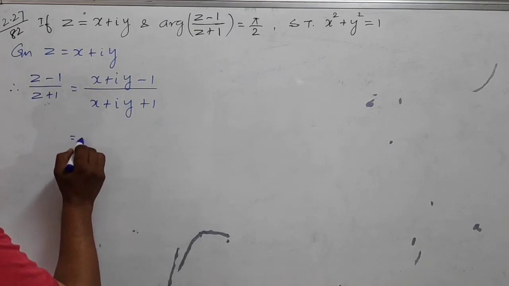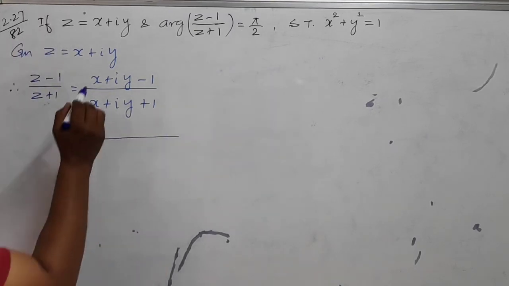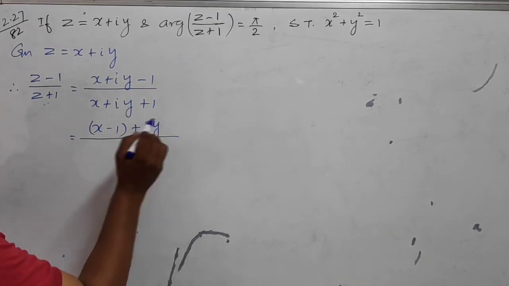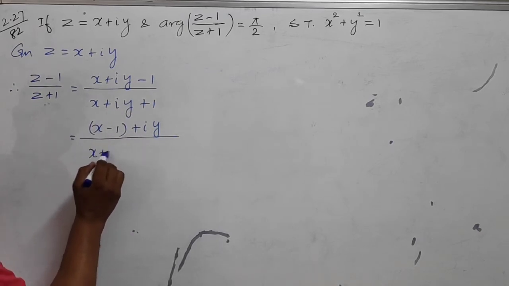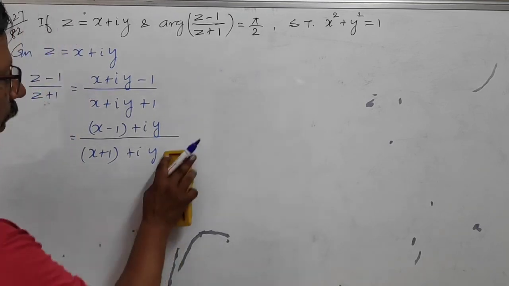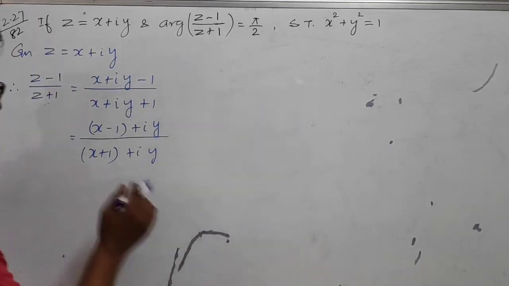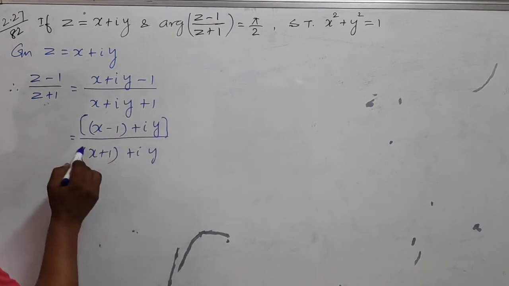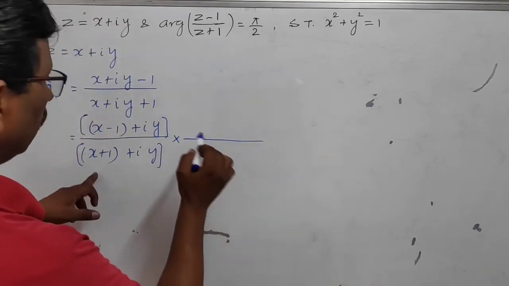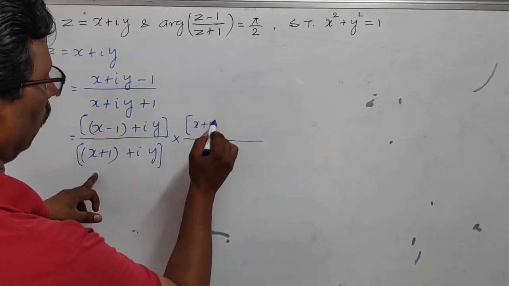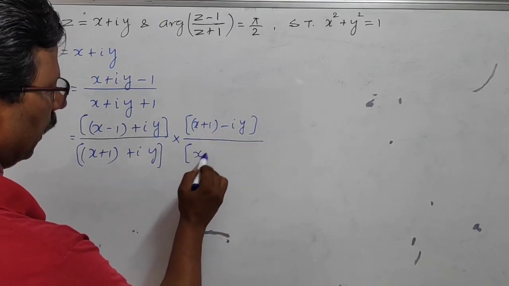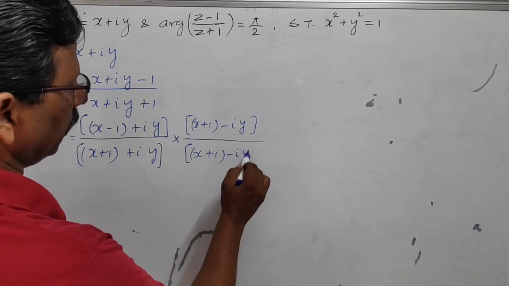Again you rearrange both numerator and denominator into rectangular form. These two are real parts. You can write x minus 1 plus iy. Denominator again x plus 1 plus iy. Now this can be multiplied and divided by the conjugate of the denominator. Therefore you can write into (x plus 1 minus iy) by (x plus 1 minus iy).